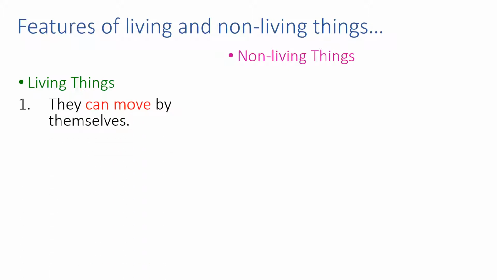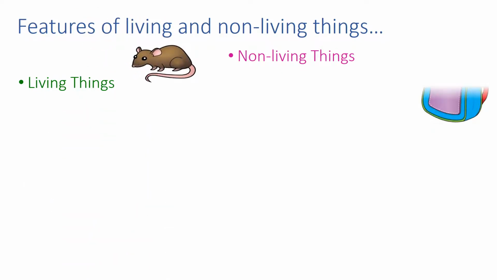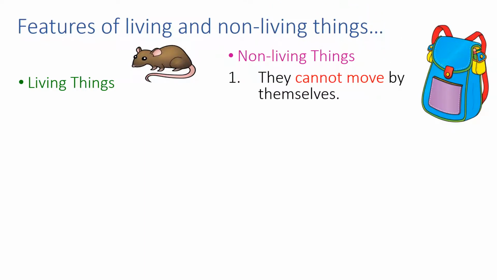First one, they can move by themselves. What was the example? Rat. Whereas the non-living things cannot move by themselves. Very good, children.